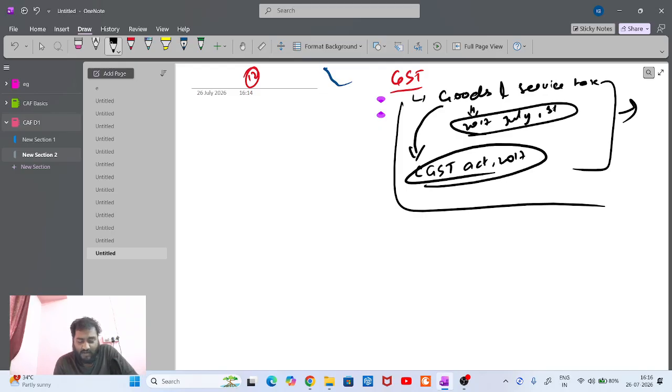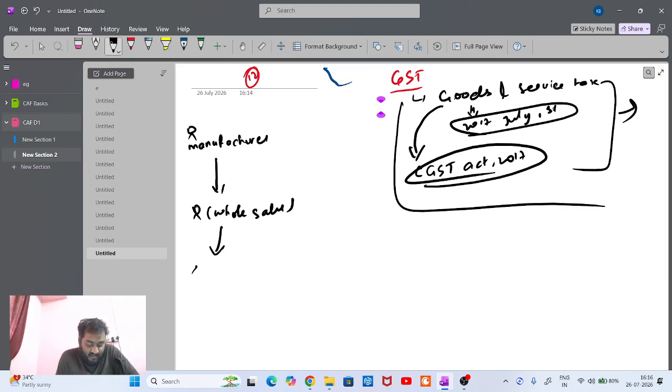So how do we calculate GST? There is a manufacturer, and then there is a wholesaler, and then there is a retailer, and then there is the customer, you.